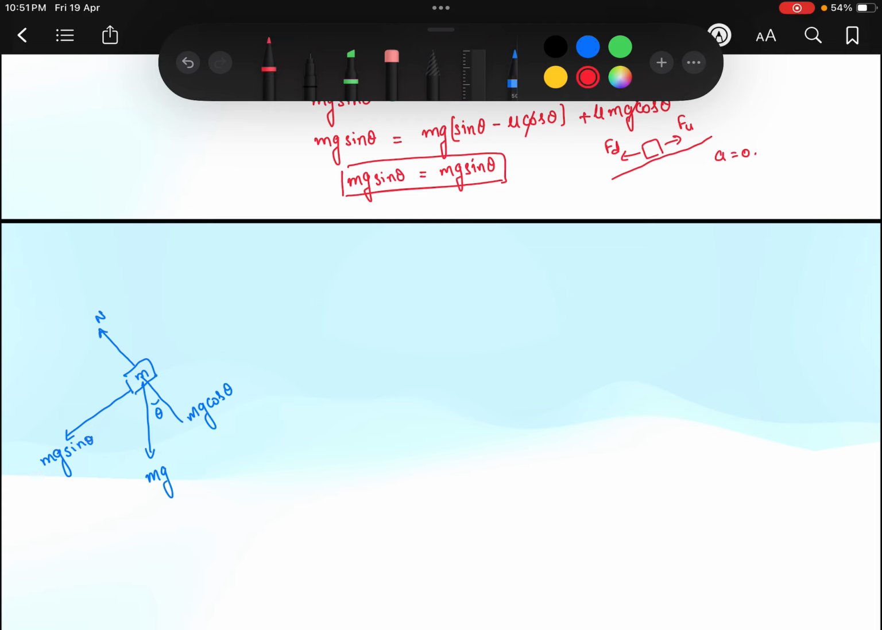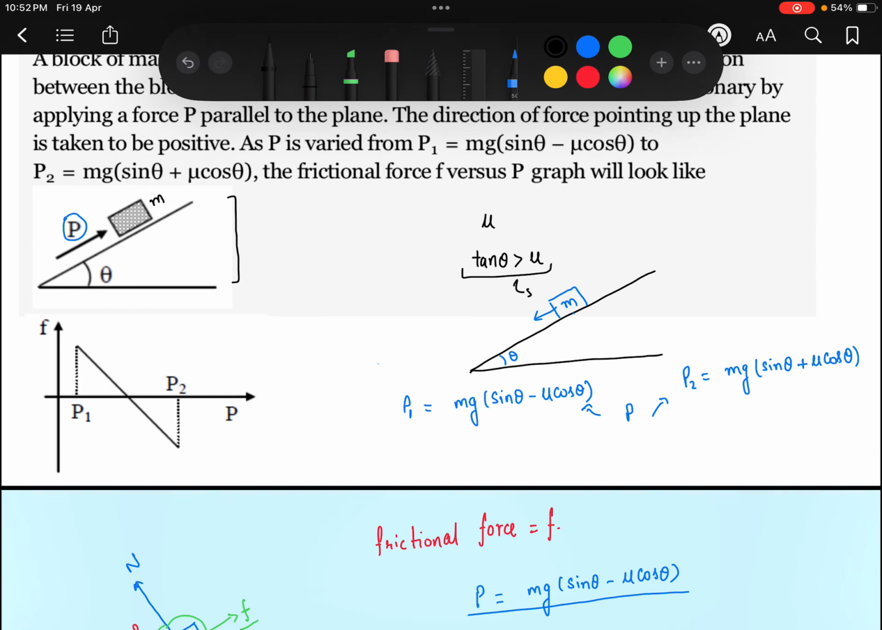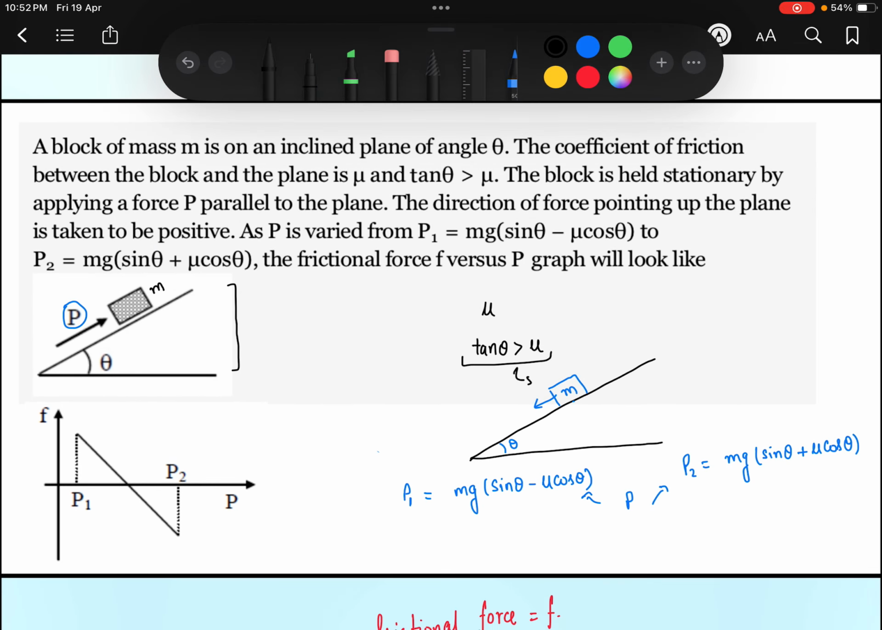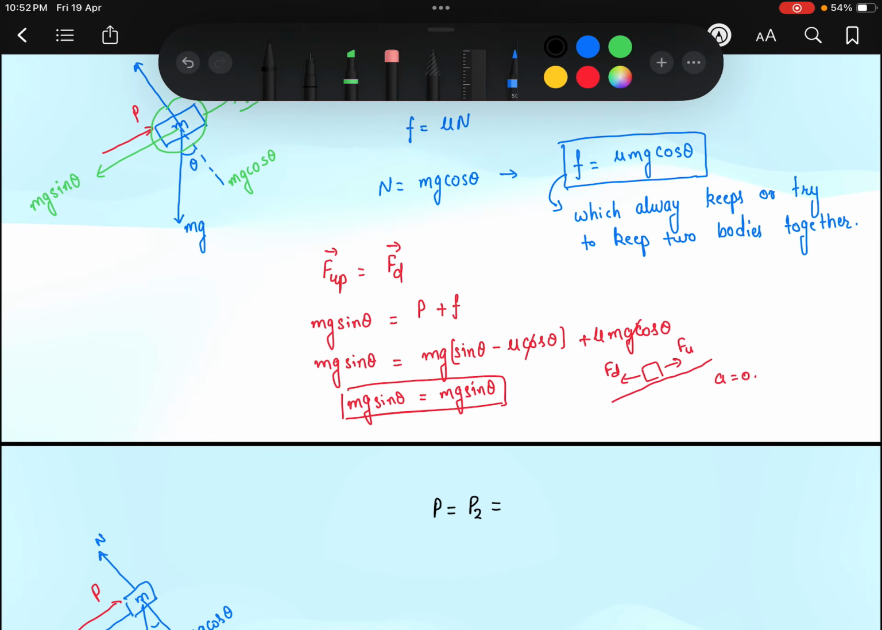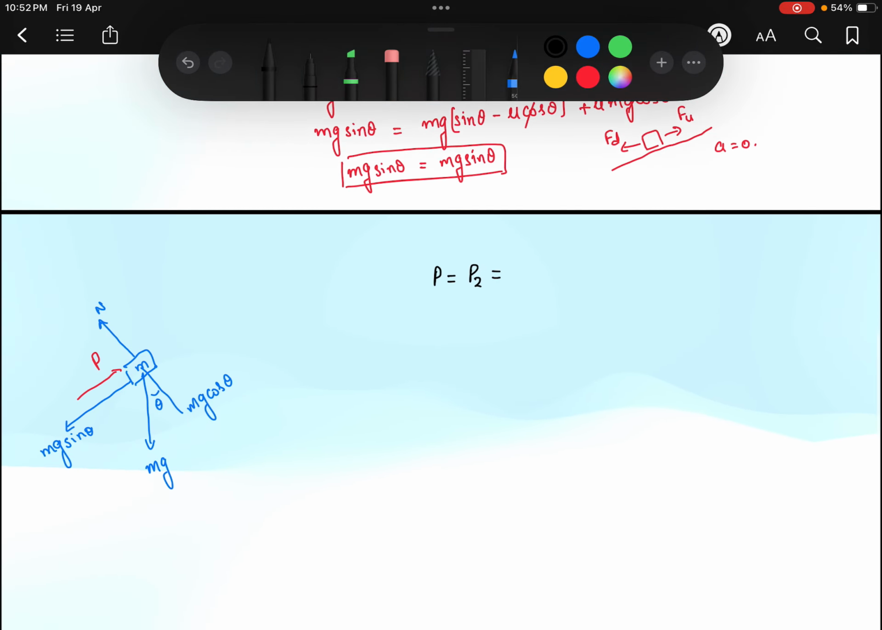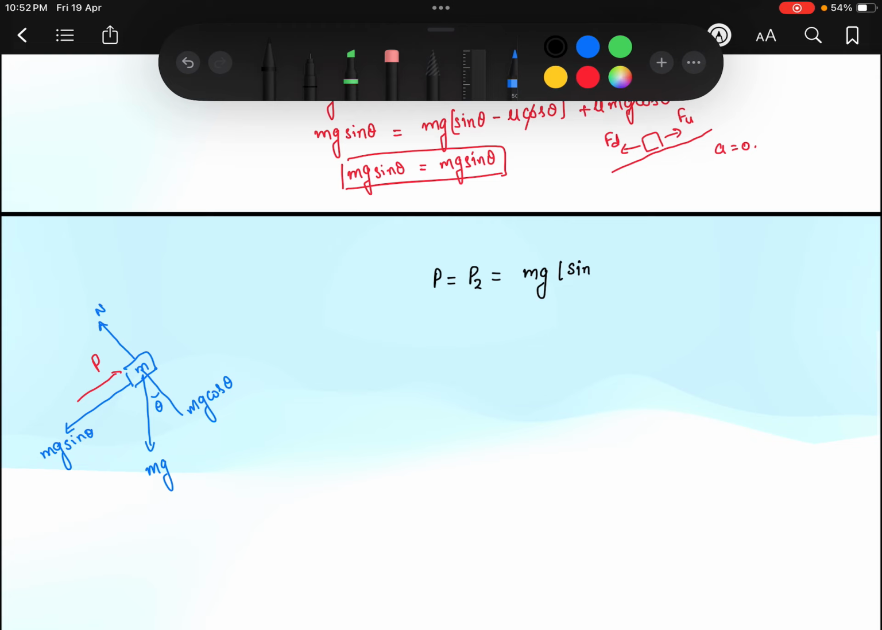Okay, and this is a force P acting. Now in this case, let us assume this P is equal to P2. Let us see what that is. This P2 is mg into (sin theta plus mu cos theta). So here P2 is mg into sin theta plus mu cos theta.